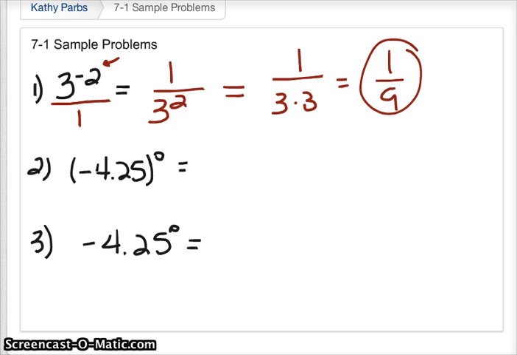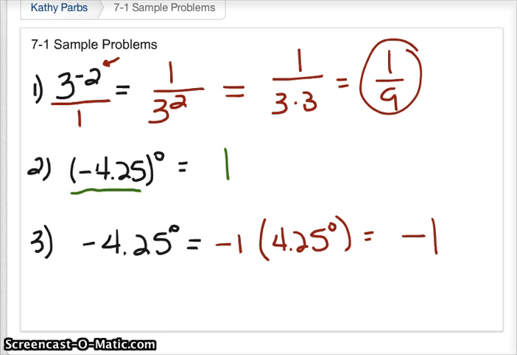In this next problem, the 0 exponent is on this whole thing. Remember, anything to the 0 power except 0 is 1, so the answer to this would be 1. On this problem, we actually have a negative 1 times 4.25 to the 0 power. So the answer to this problem would be a negative 1 instead of a positive 1. And the difference between problems 2 and 3 is the parentheses, and that's what makes the difference in the answer.